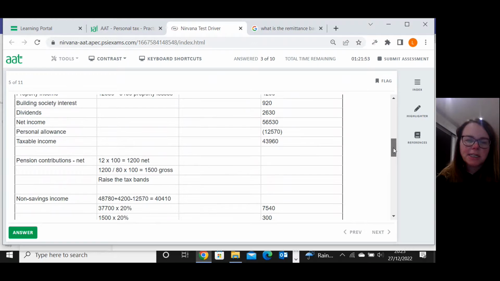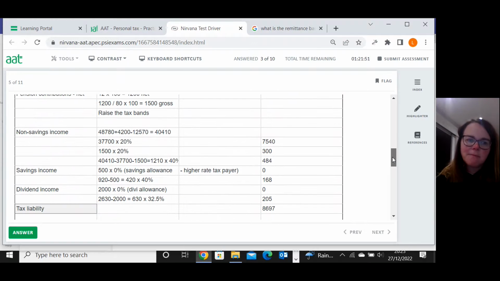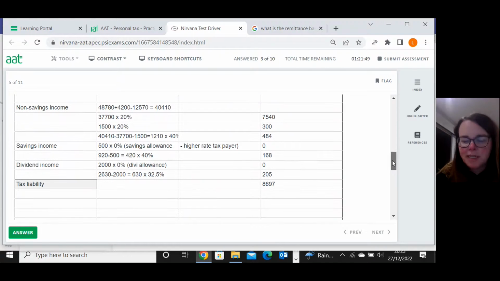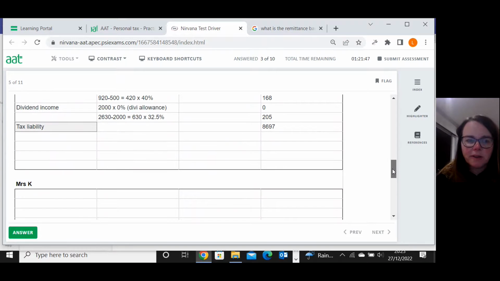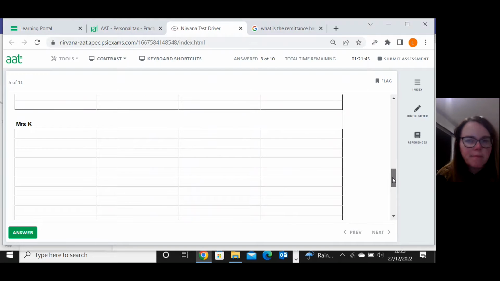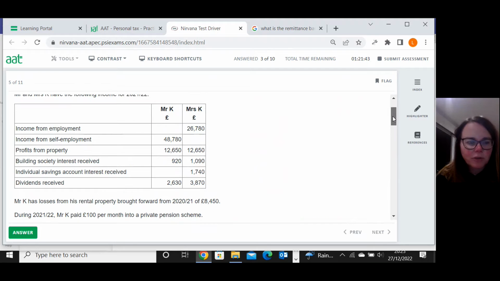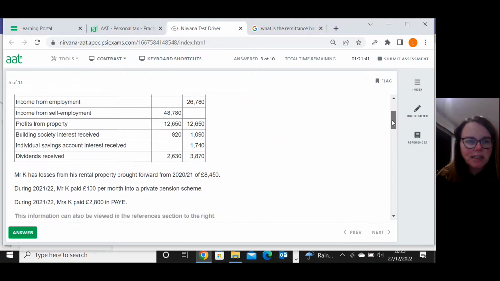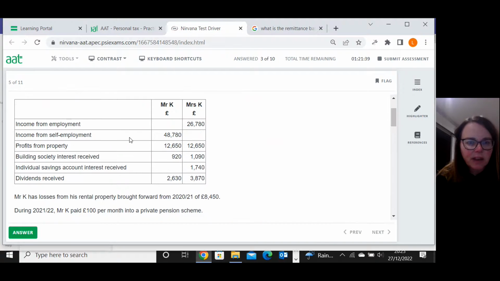If you were to look at their suggested answer, it might not look exactly the same, but you've got to find a way that works for you with these questions. Right, moving on to Mrs. K. So I think hers is a bit more straightforward. She's just got the PAYE. She hasn't got any adjustments to the figures.